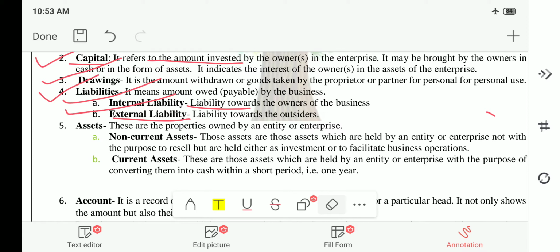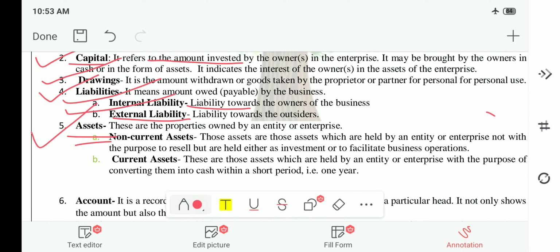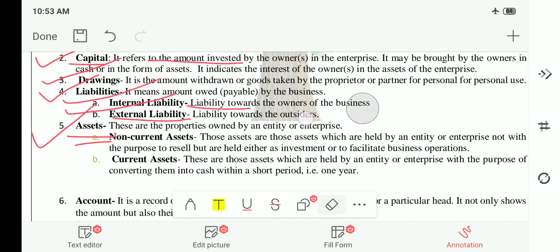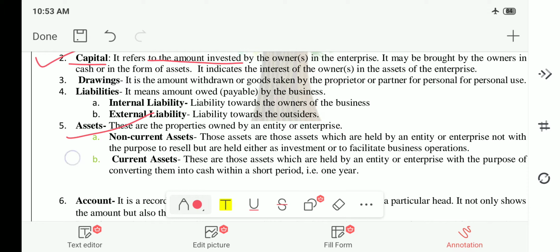Now the fifth term is assets. What are assets? These are the properties owned by an entity or an enterprise. What are properties? It may be land, it may be a building, fine. It may be the stock that they have kept for future use. It also acts as an asset for the organization. There are two types of assets. One is current assets and the second is non-current assets.